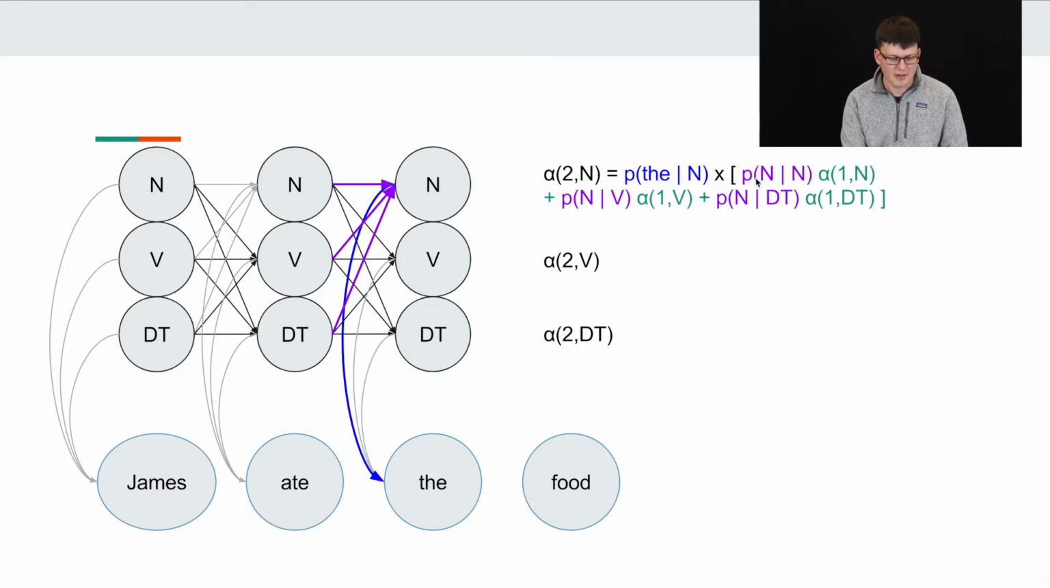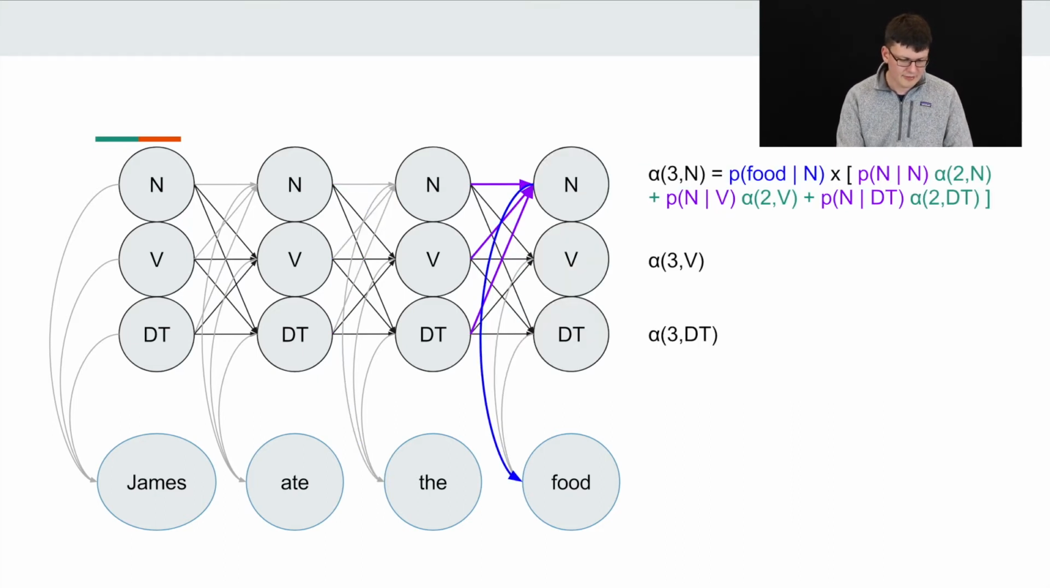So that's a transition probability. And then I need to emit the word the, given that I'm in the state noun. And then that takes care of transitioning in from noun, so I got to take care of verb and determiner as well, and that's the next two terms in this summation. And then now I have alpha 2n, now I need alpha 2 verb, and alpha 2 determiner work exactly the same way, and then I carry on here doing alpha 3n, alpha 3v, and alpha 3 determiner.